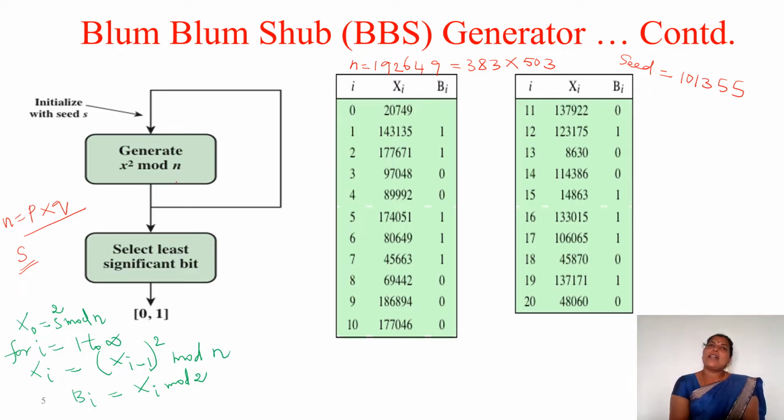Whatever pseudo random numbers we generate, we must always keep in mind that the generated pseudo random numbers must satisfy two properties of random numbers. What are the two properties? One is randomness and the other is unpredictability. Those two properties have to be satisfied by whatever pseudo random numbers are generated.